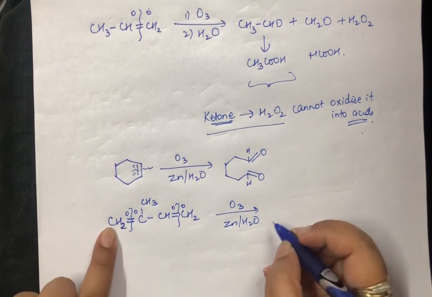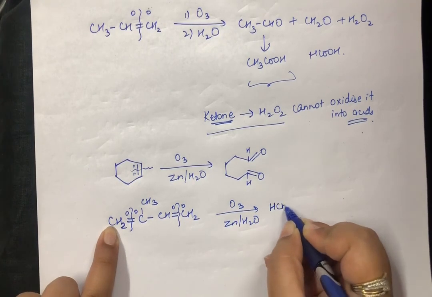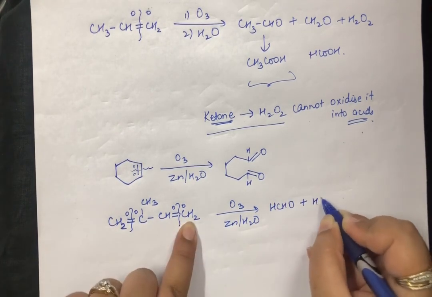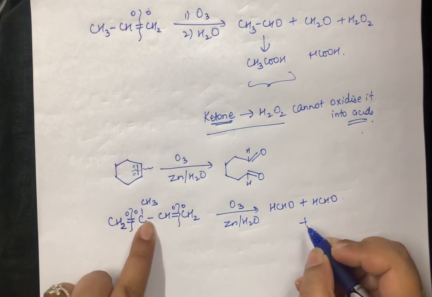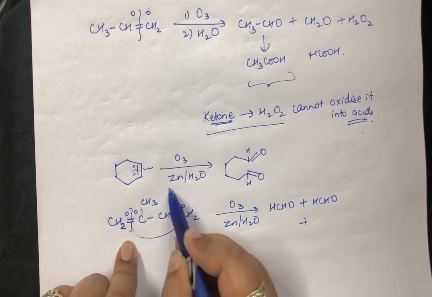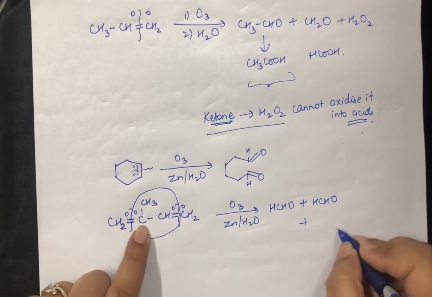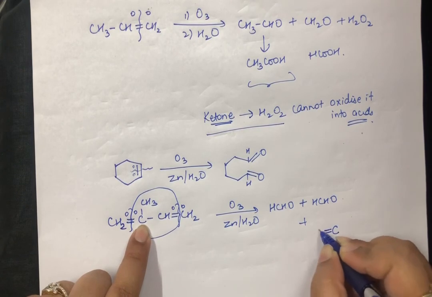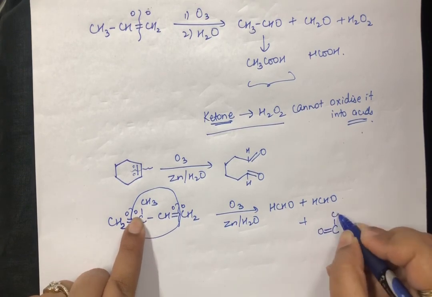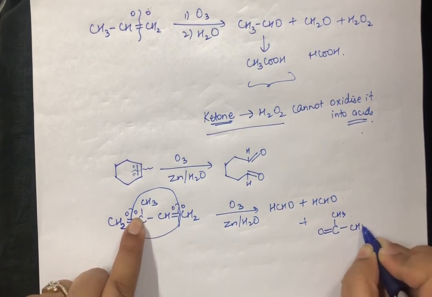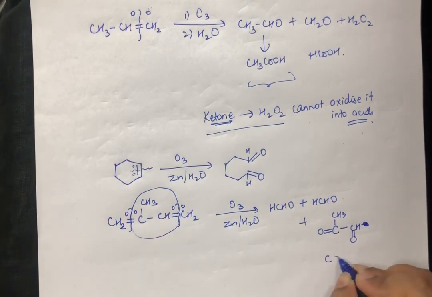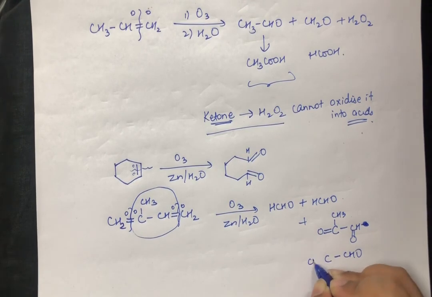The very first product is going to be HCHO. Here also it is going to be HCHO. What will happen in this region? You have a carbon which is doubly bonded to oxygen. You have added one oxygen here. This is CH3, this is CH, and there is a doubly bonded oxygen here. So ultimately you get CH3, CHO, and a double bond oxygen.